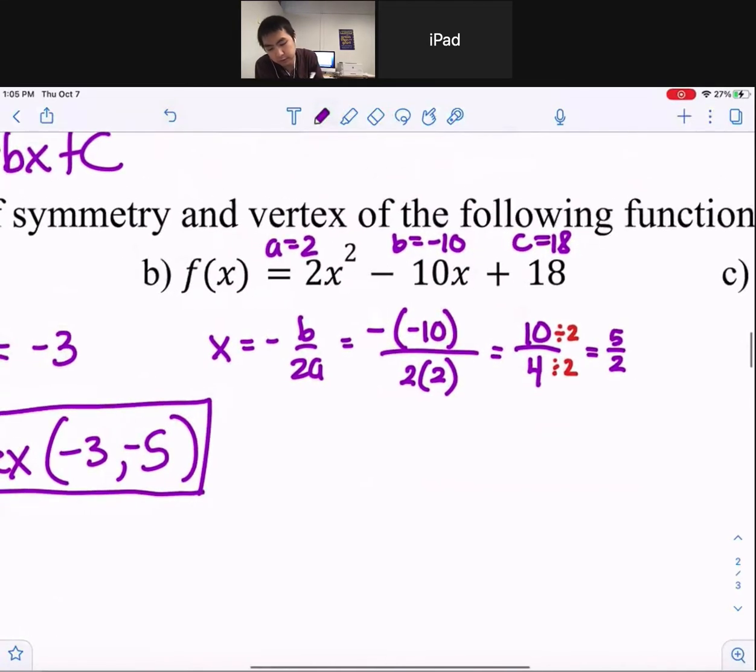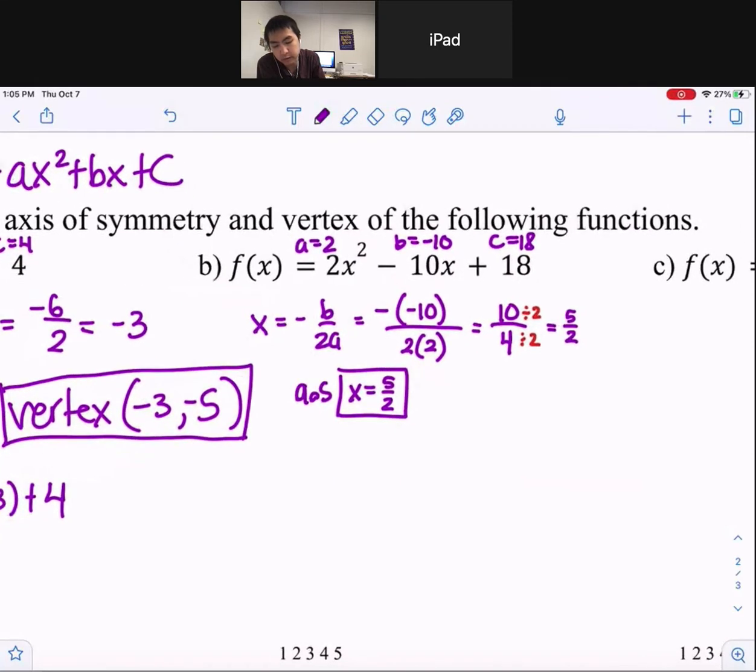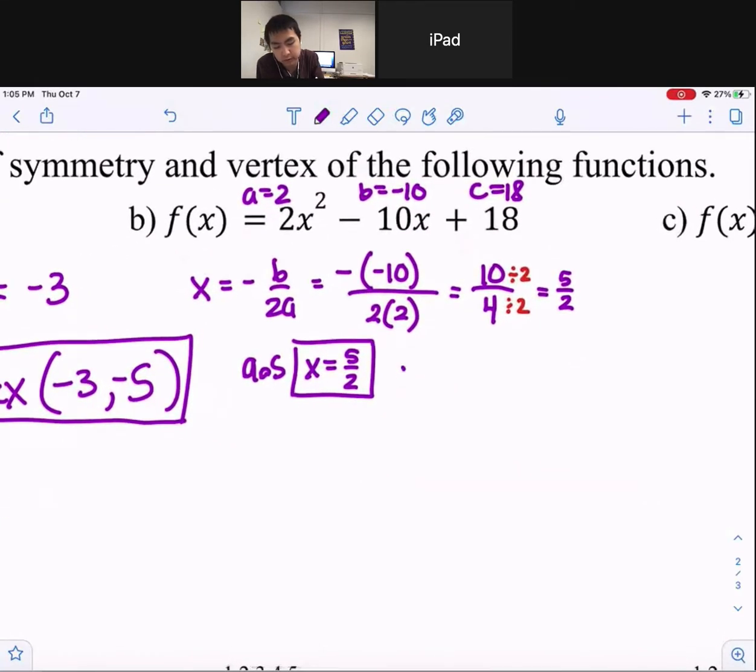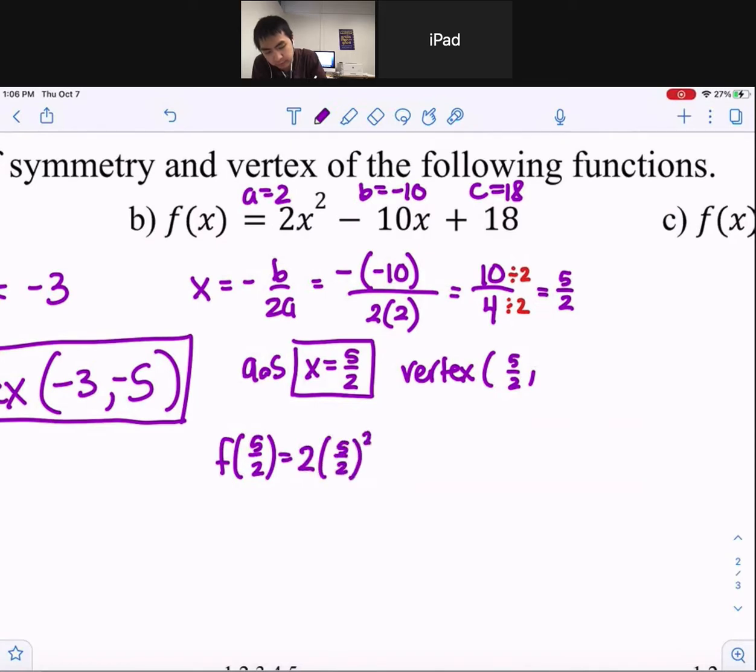Now, this is your axis of symmetry, right? X equals 5 over 2. Now, to find your vertex, remember the axis of symmetry is the x-coordinate of the vertex. So now, to find the y-coordinate, just plug it back into the formula. F of 5 over 2 equals 2 times 5 over 2 squared minus 10 times 5 over 2 plus 18.